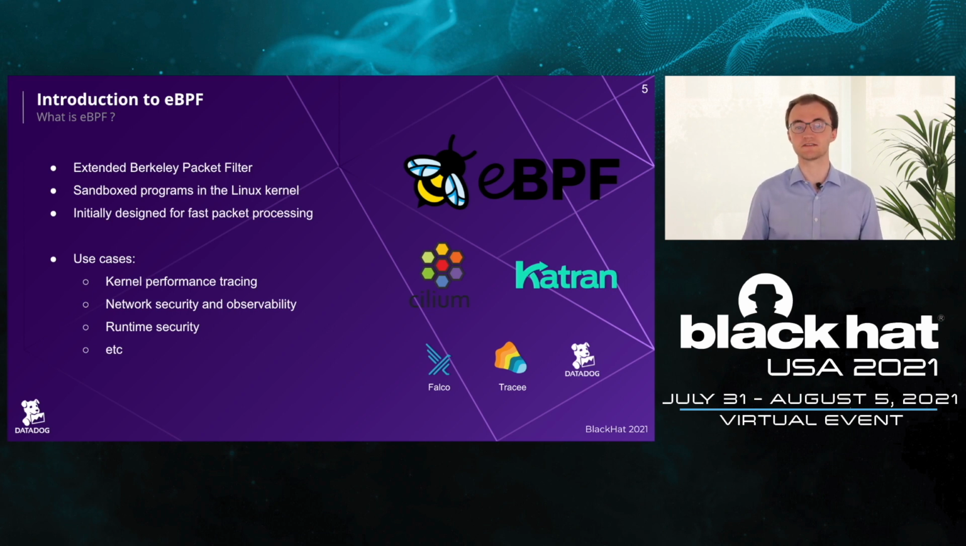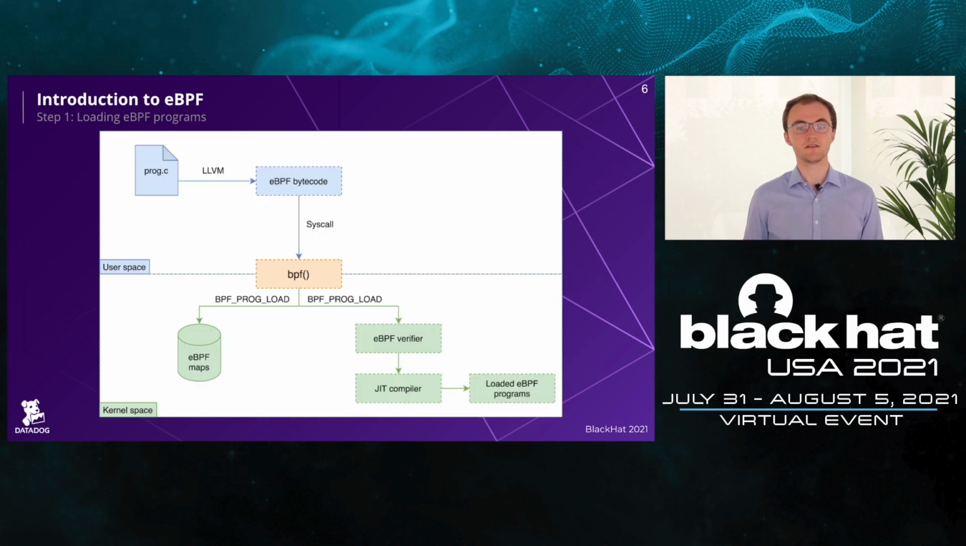eBPF is simply a two-step process. First, you have to load your eBPF program in the Linux kernel. And then you need to tell the kernel how to trigger your programs. Let's have a look at the first step. eBPF programs are written in C. It's not exactly C, it's more like a subset of C because of many restrictions that eBPF has to follow. But I'm going to talk about this later.